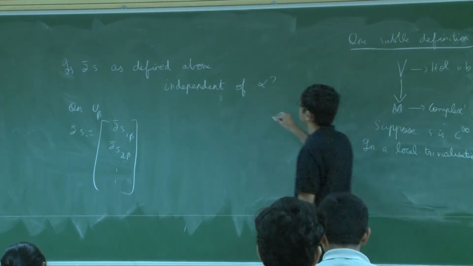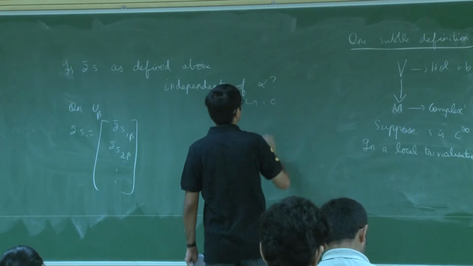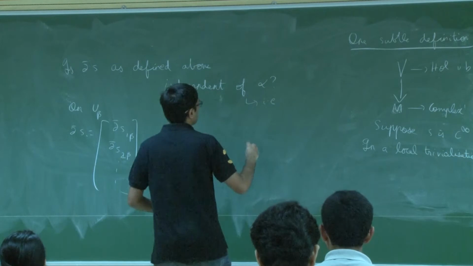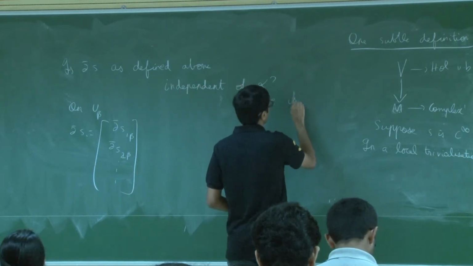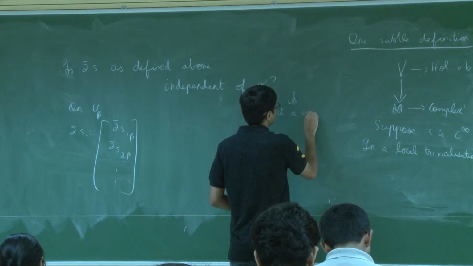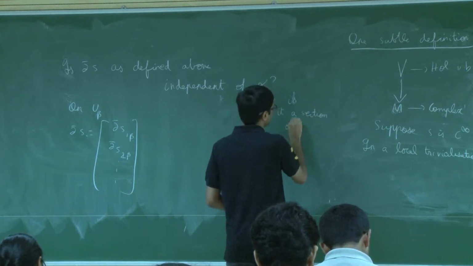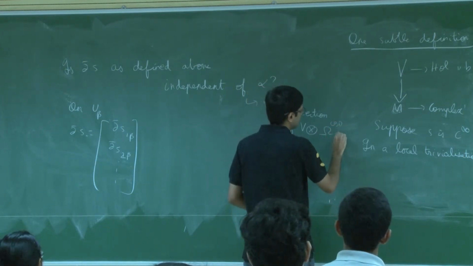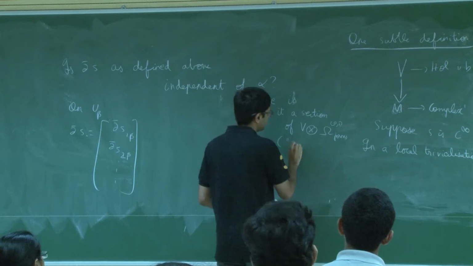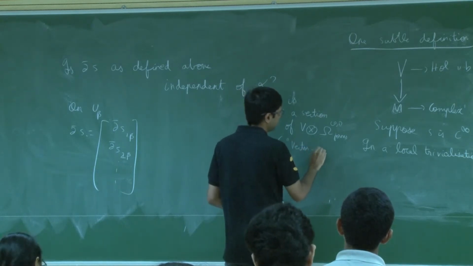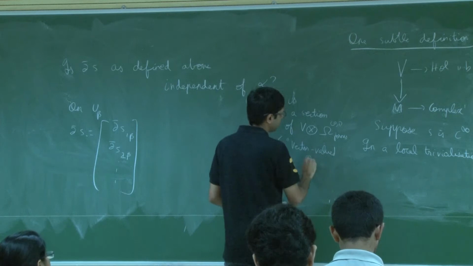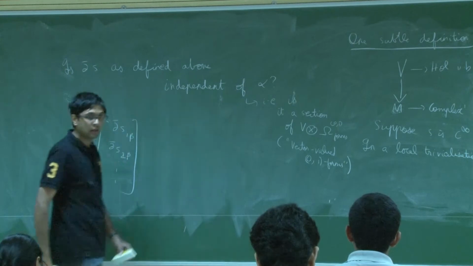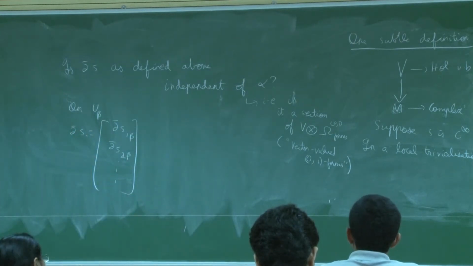In other words, is it a section of V tensor 0, 1 forms? These are sometimes called, in Kähler geometry, vector valued 0, 1 forms, even by physicists. Meaning, so what does this mean?